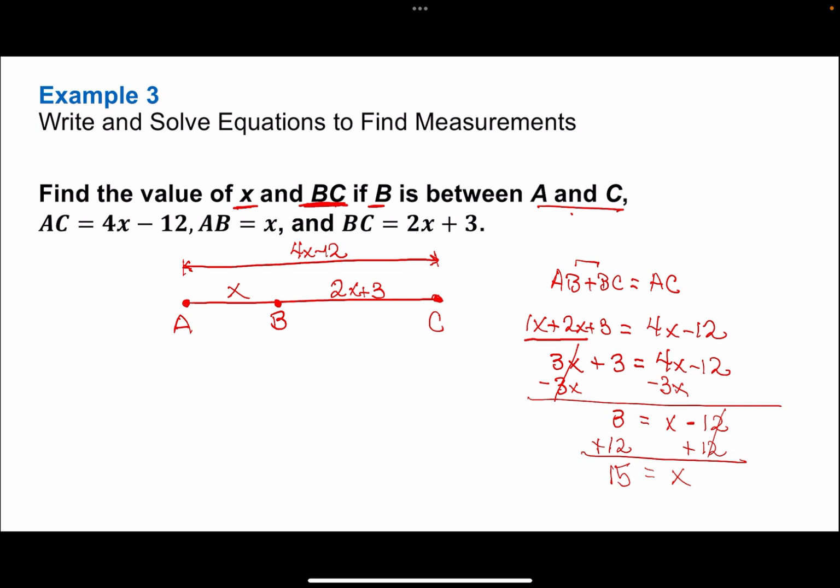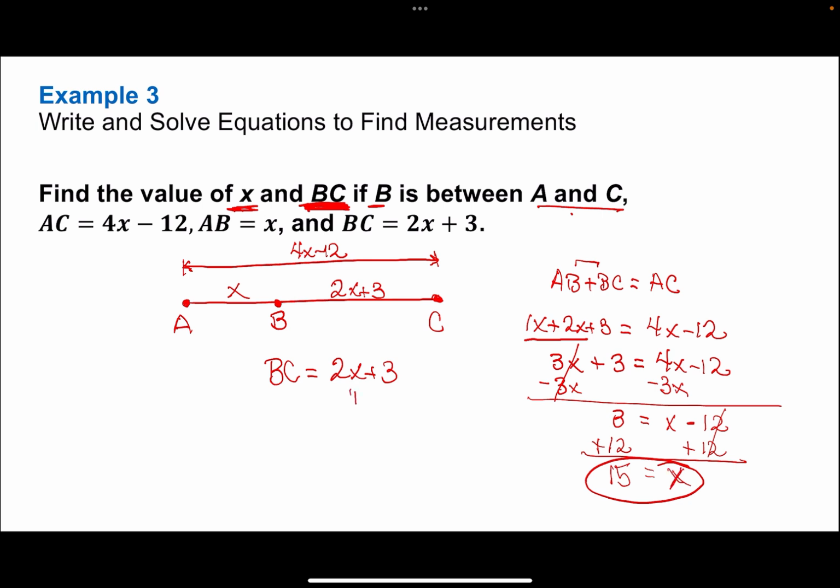But we asked you to find two things. We want to know what's x, so we're going to box it or circle it. We know what x is. But now we want to find the distance between B and C. Points B and C stands for 2x plus 3. So if BC, the distance between these two points, is 2x plus 3, how do I find out what that distance is? Well, we said before that x is equal to 15.